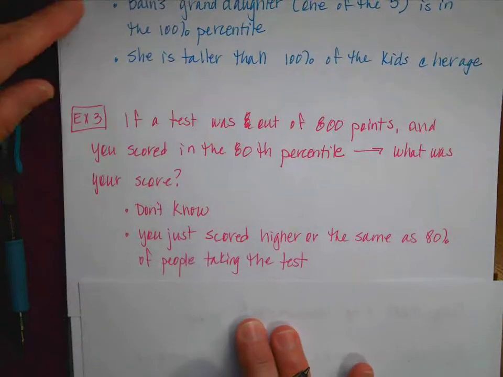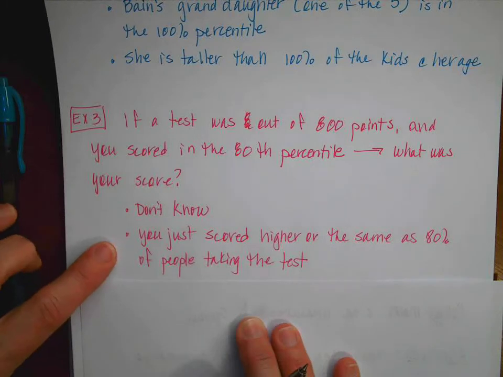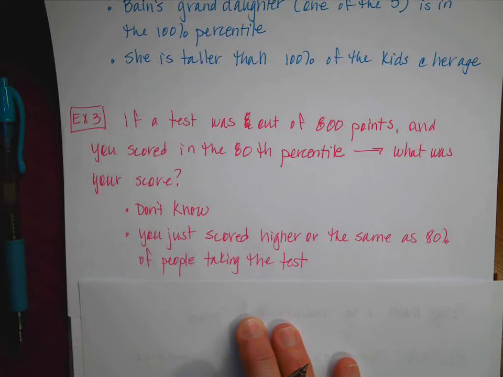All right. Another way to talk about percentile, it says if a test was out of 800 points and you scored in the 80th percentile, what was your score? We don't know what your score is. All you know is that you scored higher than 80% of the people taking the test. So you have to be really careful when you're hearing numbers. Are they talking about a percentage or are they talking about a percentile? And percentile means that you did better than that many people below you.